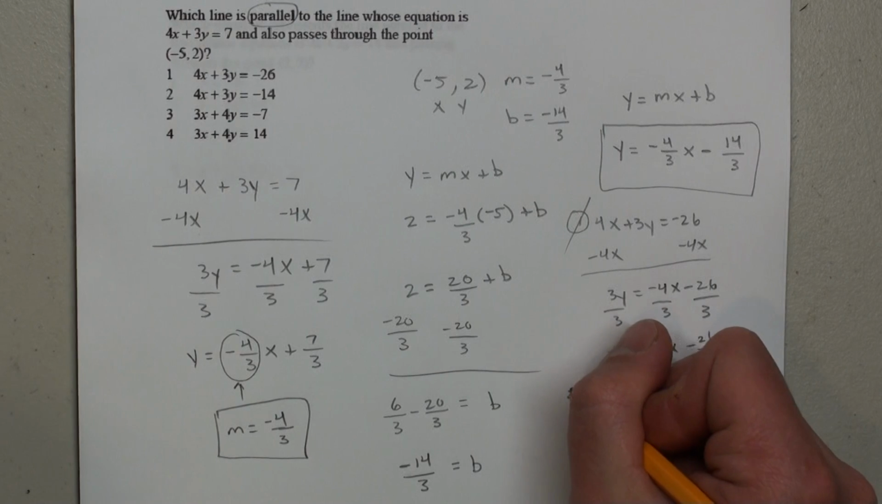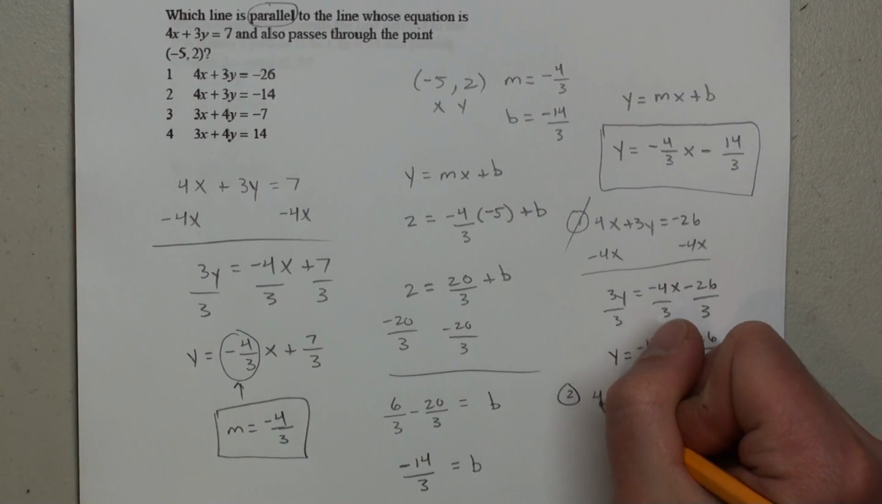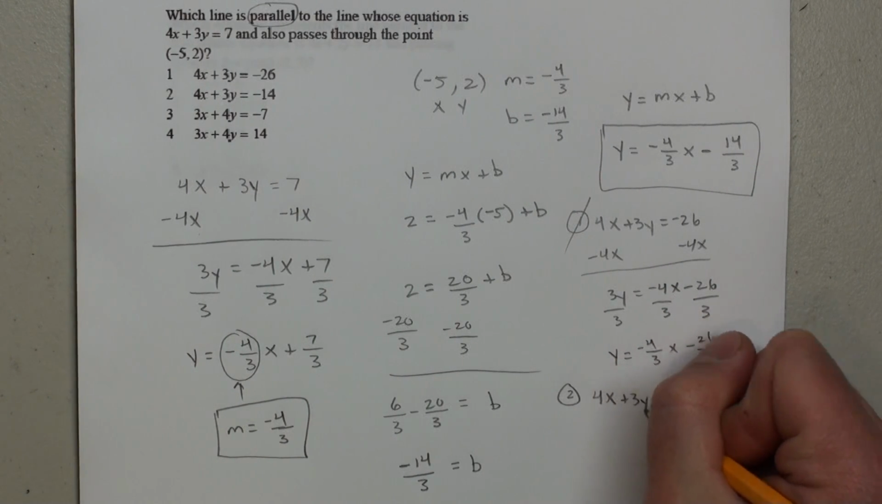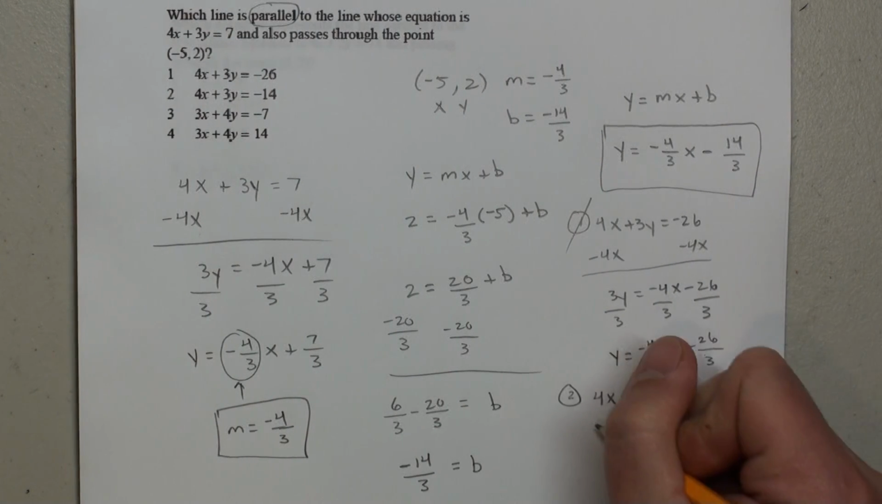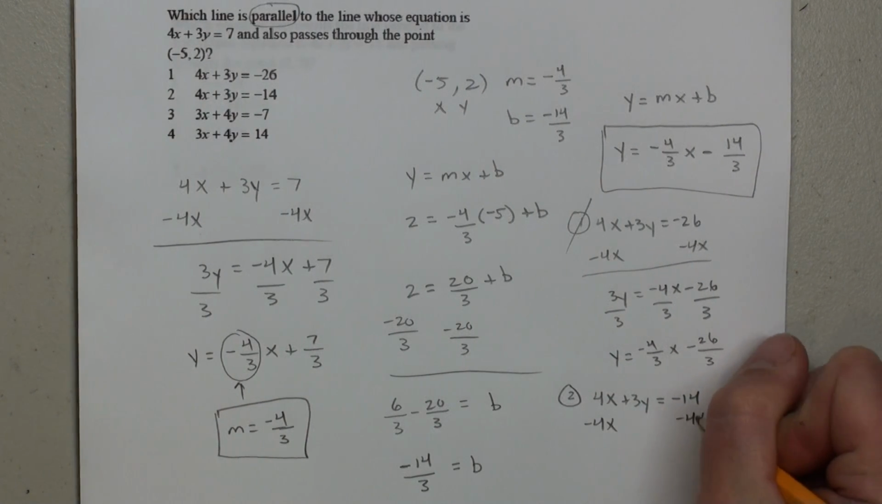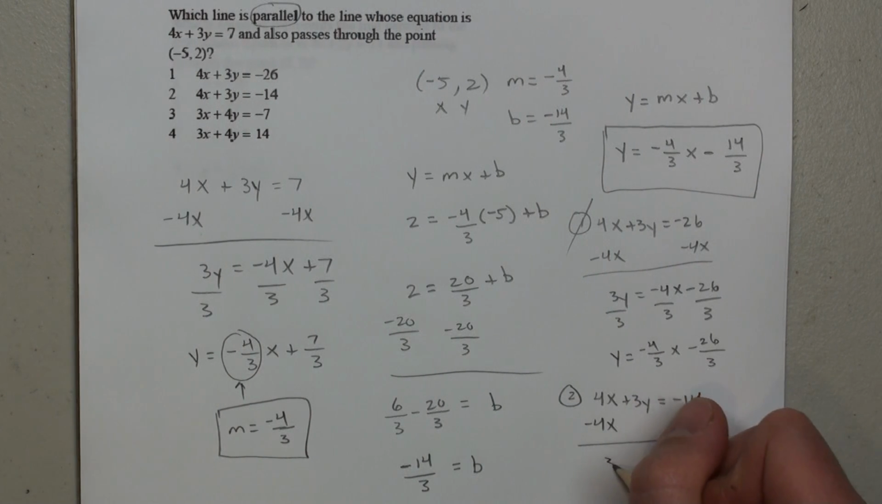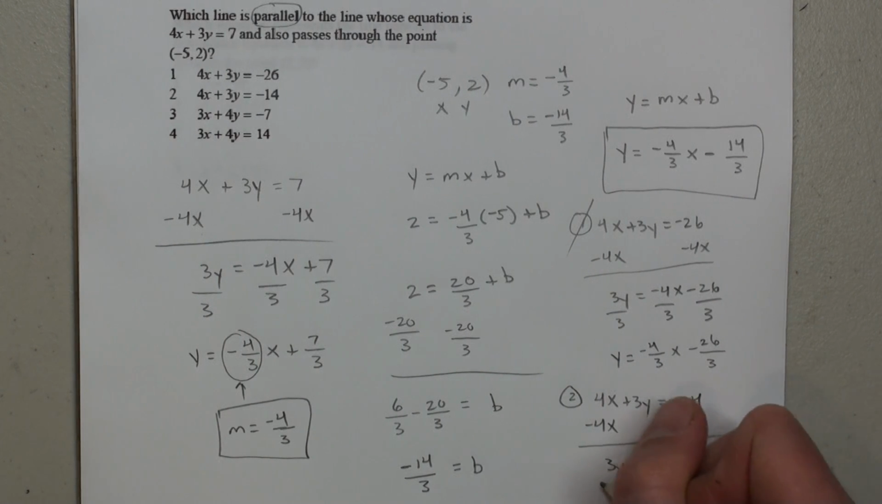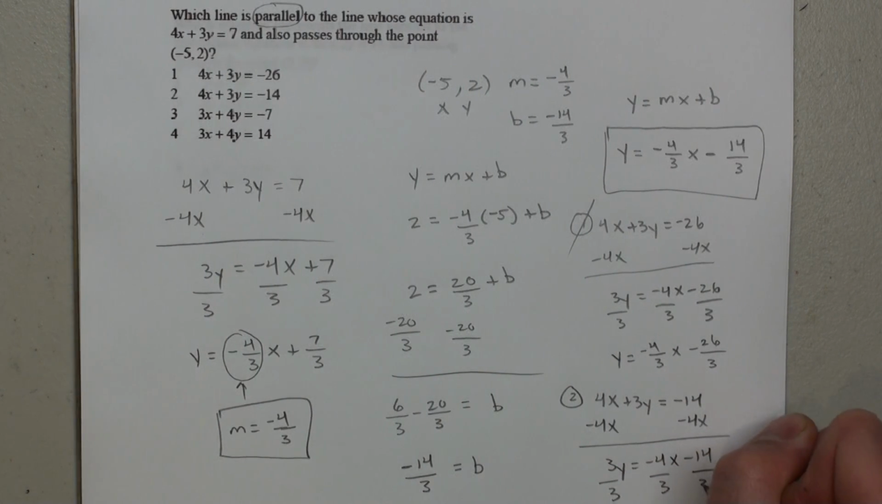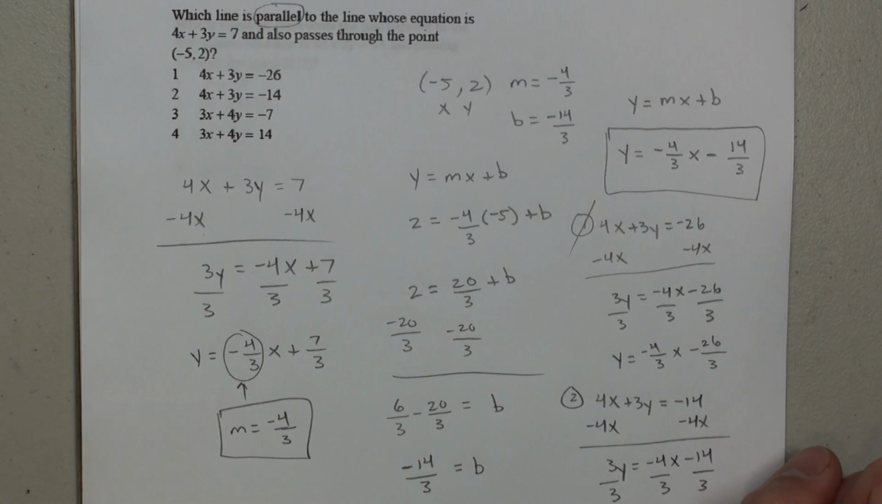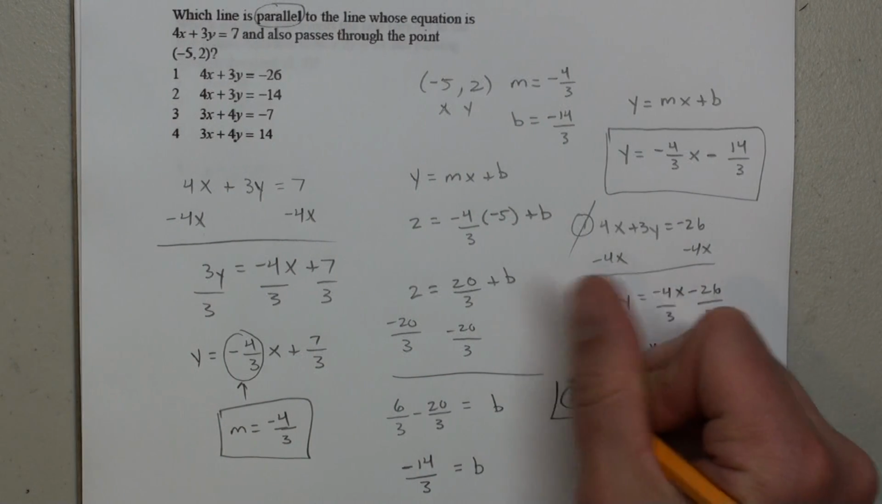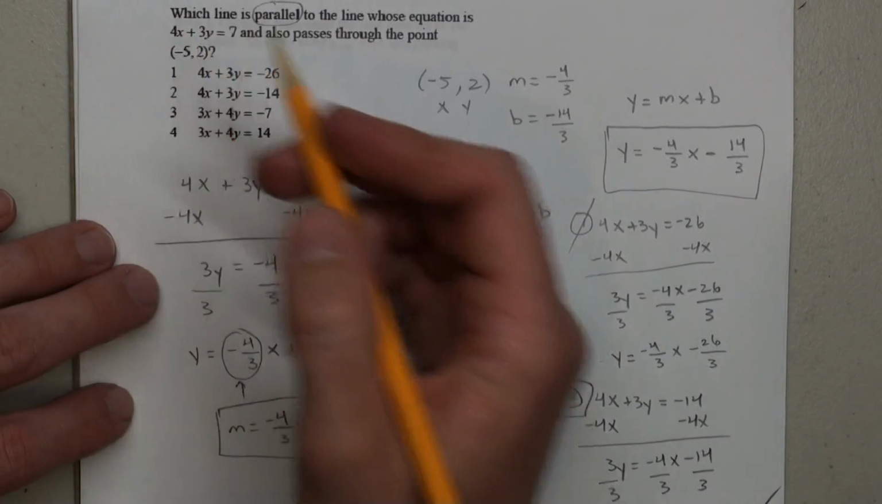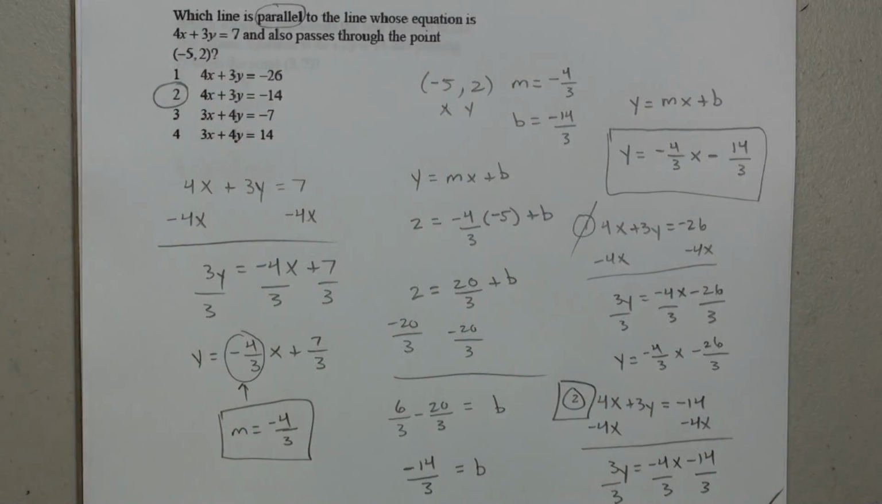Number 2. 4x plus 3y equals negative 14. Subtract 4x. Hopefully it's this one so we can stop and go to the next problem. 3y equals negative 4x minus 14. Divide by 3. I think we're in luck. We are. Y equals negative 4/3 x minus 14/3. Choice 2 is it. Okay?